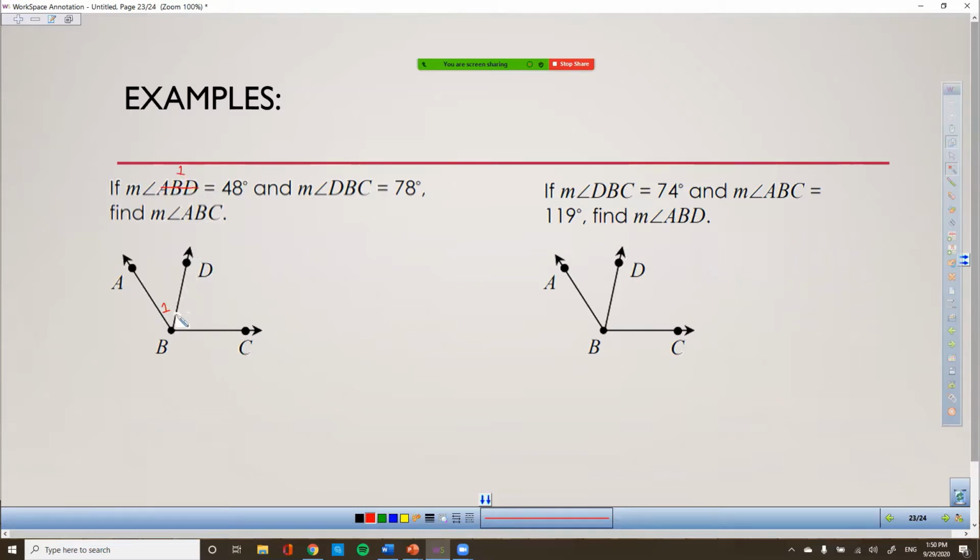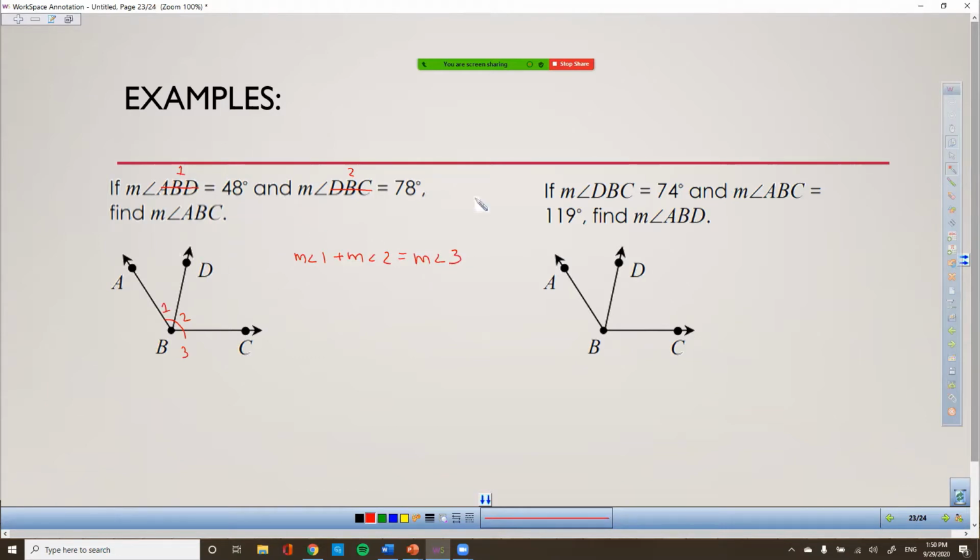Let's name angle DBC, the other part, as angle 2. So put a little 2 here. And the measurement of angle ABC, the whole thing together, let's name it angle 3. So angle 1, angle 2, and angle 3, all of it put together. And like that, I know that my angle addition postulate tells me that the measurement of angle 1 plus the measurement of angle 2 should equal the measurement of angle 3.